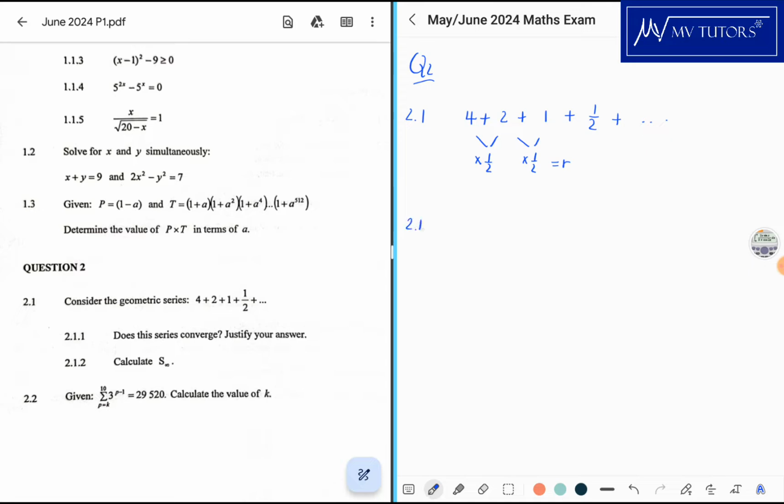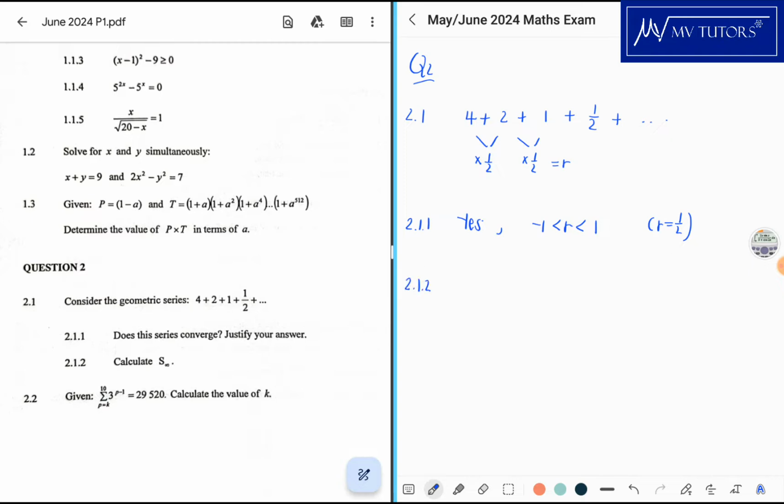But anyway, 2.1.1 says, does this series converge? Justify your answer. So yes, it does converge. Why? Because r is in between -1 and 1. Remember, r is a half. As soon as you have a number in between -1 and 1, then you know that your series will converge.